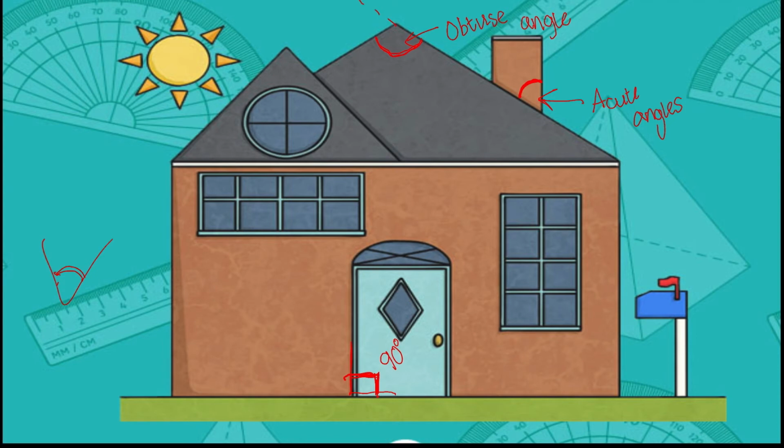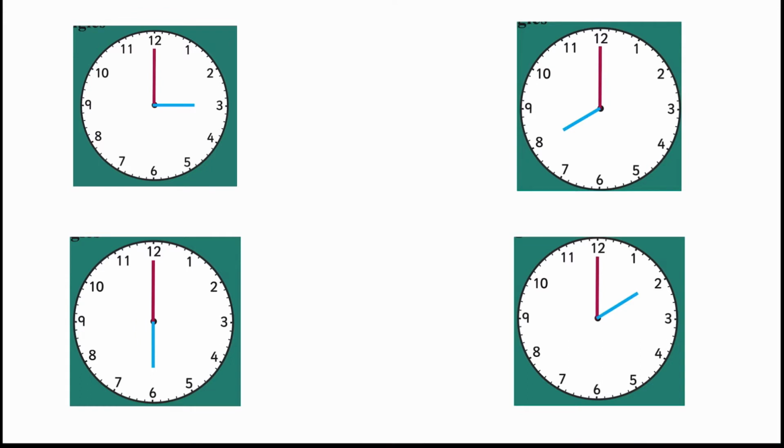Think about clocks. I wonder if you've ever looked at the clock and thought that, well, it shows me angles. Here's clock number 1, here's clock number 2, clock number 3, and clock number 4. Can you tell me what this angle is in number 1?